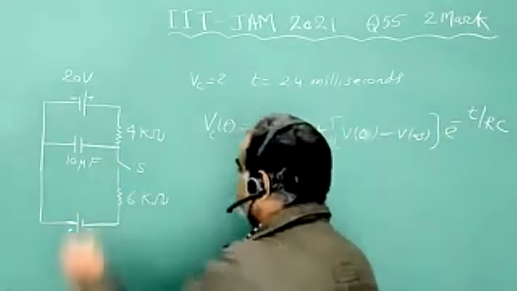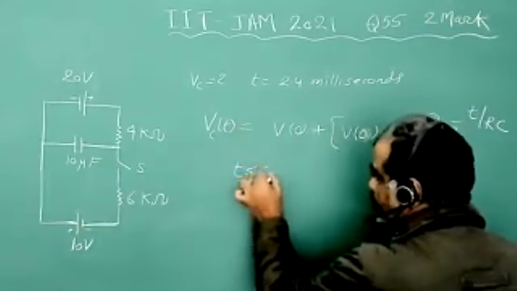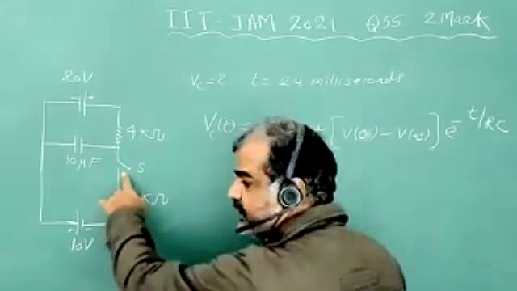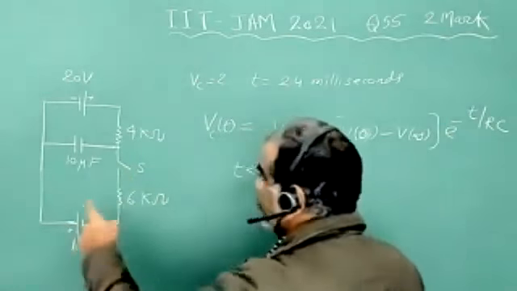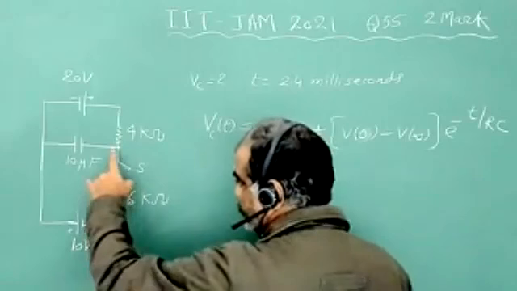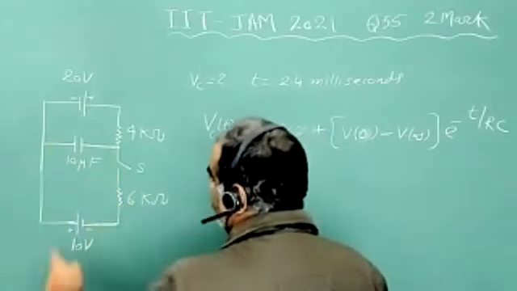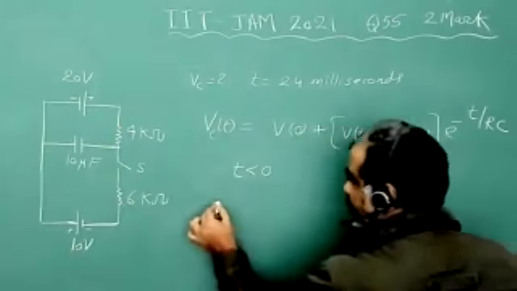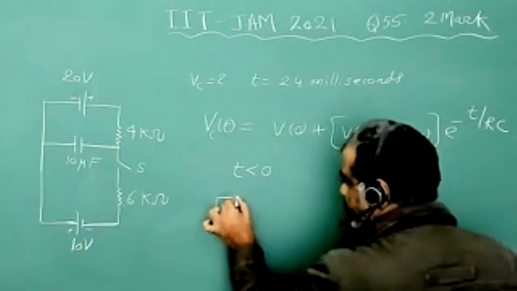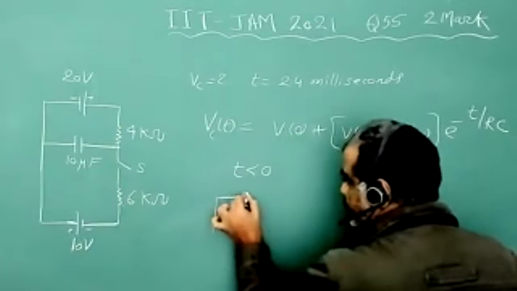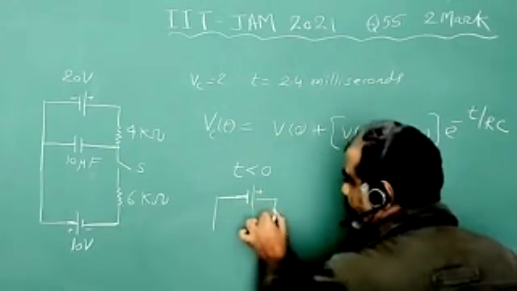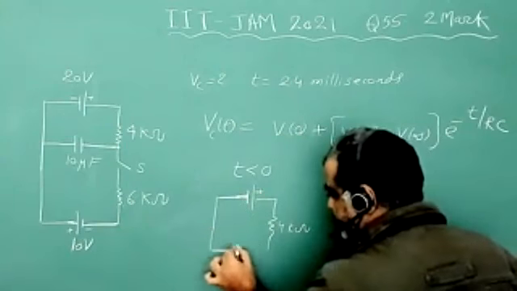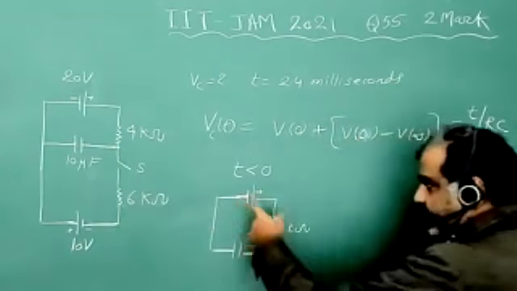So how to calculate V0? In the beginning, that is when t is less than 0, because we are closing this switch at t equal to 0. So what is the condition before t equal to 0? Before t equal to 0, this switch is open, so no current is flowing through this part of the circuit. So now we'll use only this circuit. At t less than 0, I have a 4 kilo ohm resistance and then this capacitor. This is a simple RC circuit.